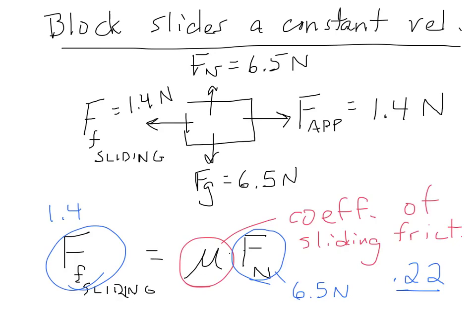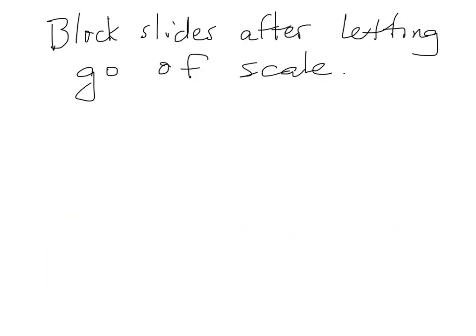Alright, we'll do one last thing here, and that is something that I couldn't really show in the video. What happens if I just drop the scale and I let the block do its own thing? Well, let's start, as I often do, with a diagram of what this block would look like once I let go of the scale. Now, we don't change anything about the gravity force or the normal force by virtue of what we do with the scale. So those will stay in their same values of 6.5 newtons.